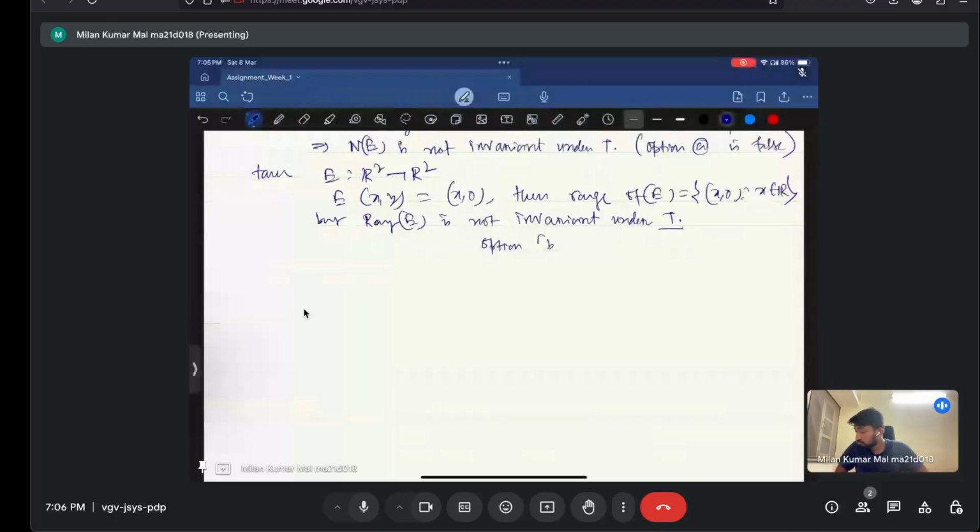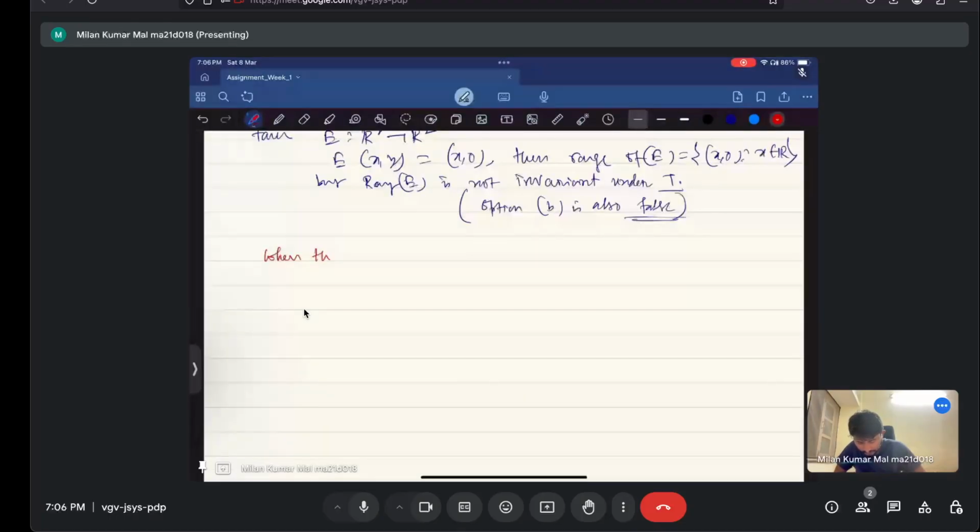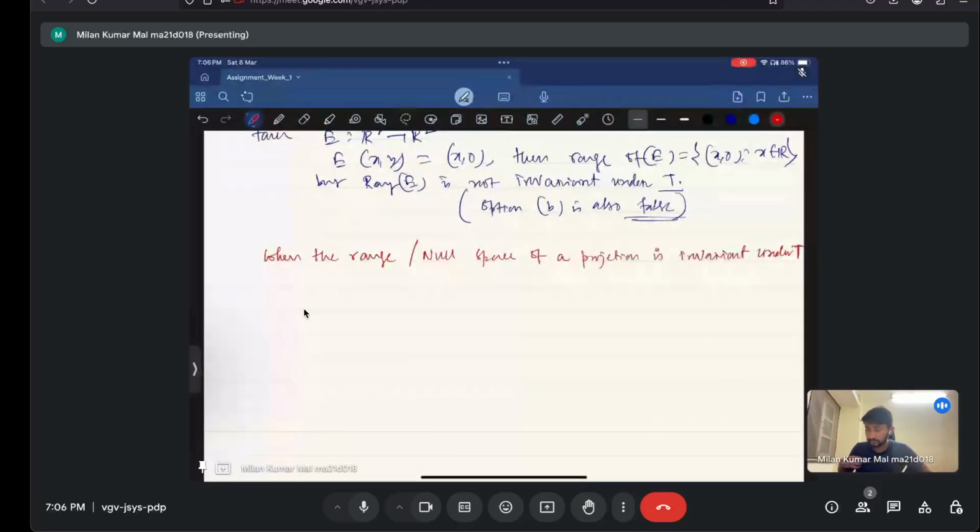So here is the natural question: when a projection E is orthogonal, when the range space or null space of a projection is invariant under the linear operator T. So the answer we will give here is: when they commute. And in particular, interestingly, we'll prove another reason.